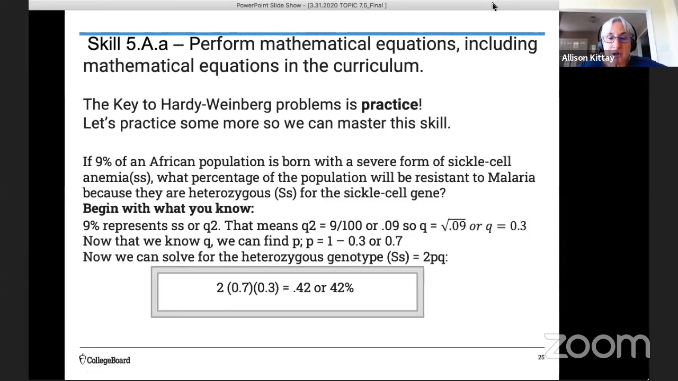And now we just plug those values of P and Q back into our equation for the heterozygous genotype, which is 2PQ. So 2 times 0.7 times 0.3 is 0.42. Now, here's what you've got to watch out for. Remember that the question asked you what percentage. So you don't want to leave that in decimal form. You want to convert that to percent by multiplying by 100. So your answer is 42%.